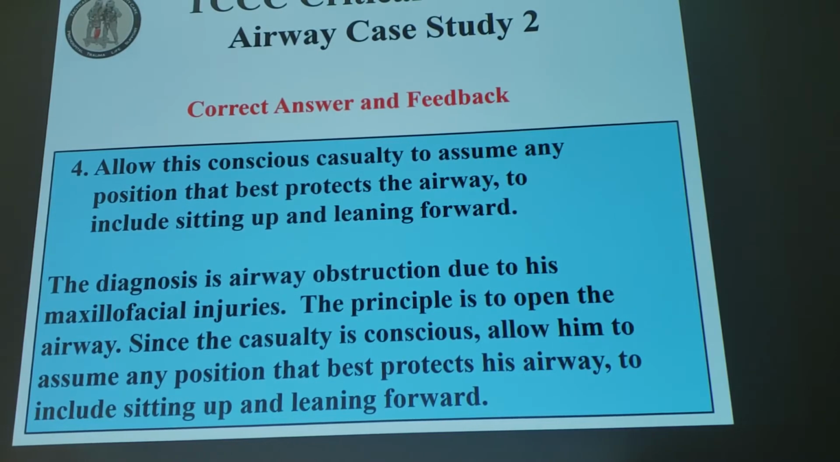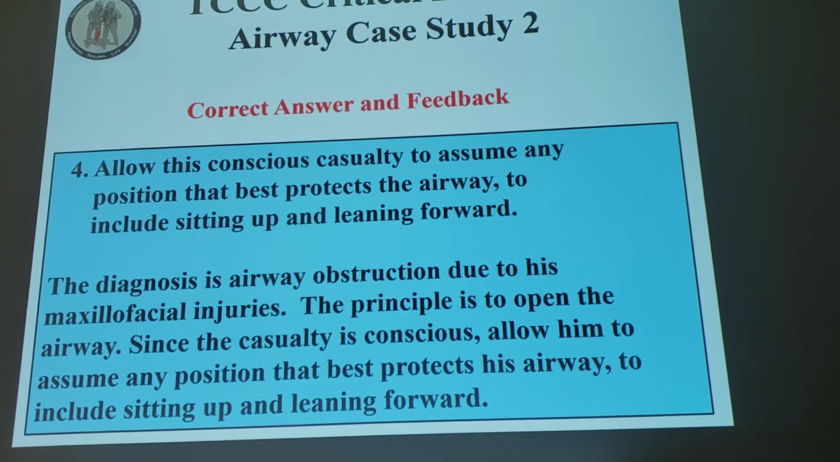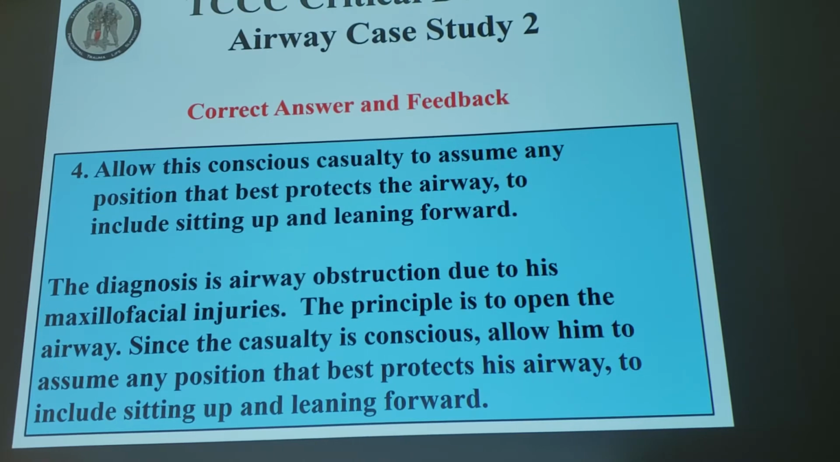If he's conscious and he can manage his own airway, always allow him to do that. Yep. Or you and your friend pin him down and crack him, right? Well, he's probably gonna hold it against you. Give him some ketamine and he talks like Michael Jackson for the rest of his life.